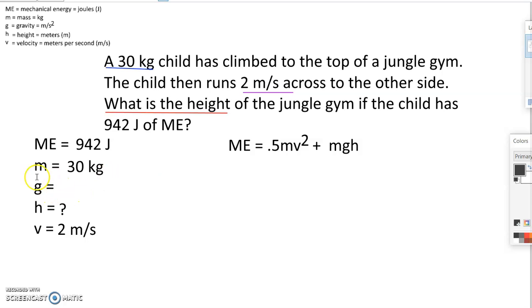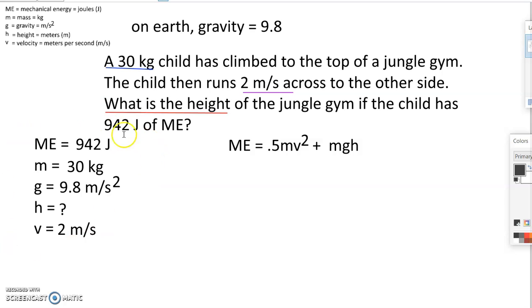But if you look at our list, we can see that gravity is unknown. Most of the time, it's going to be safe to assume you are on Earth. And if you think about it, jungle gyms only exist on Earth as far as we are aware. This problem does not mention us being on another planet, so it is safe to assume we are on Earth. And if you are on Earth, your gravity is going to be 9.8. So in my list down here for gravity, I'm going to add 9.8 meters per second squared.